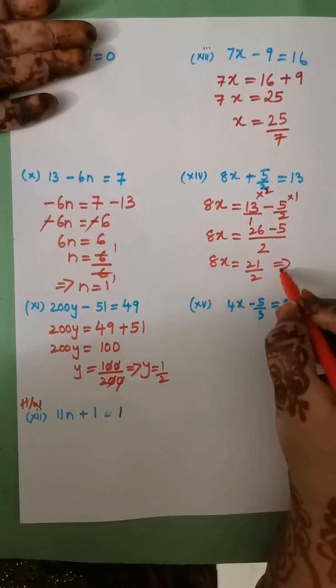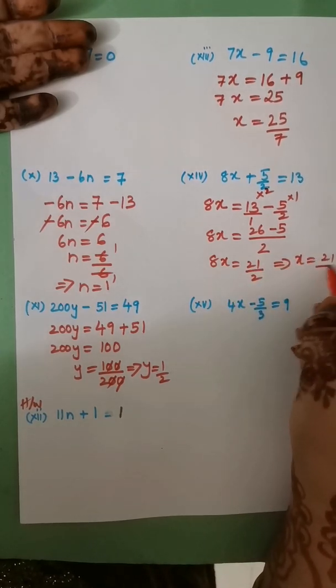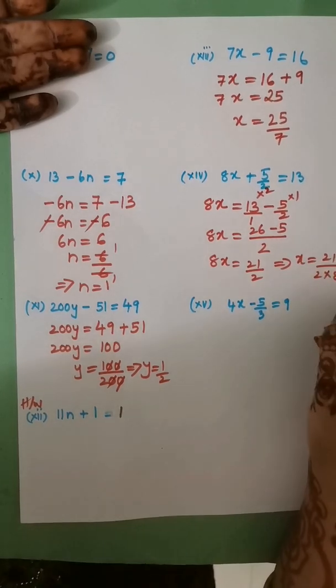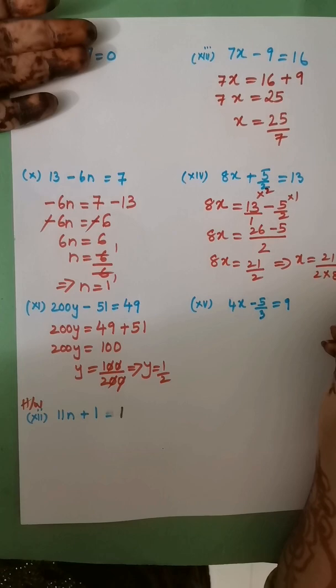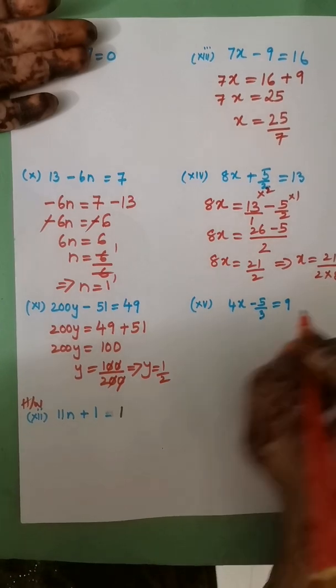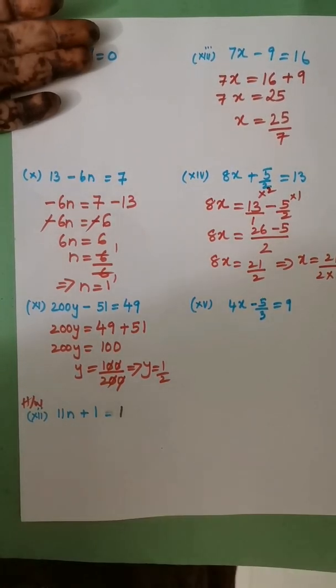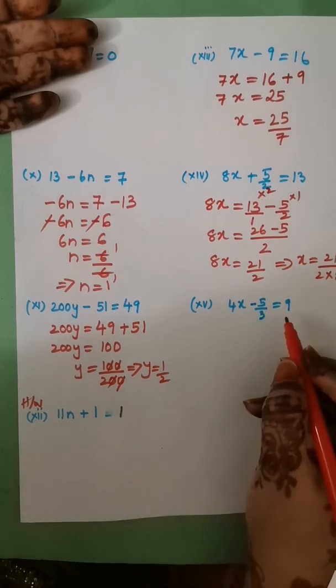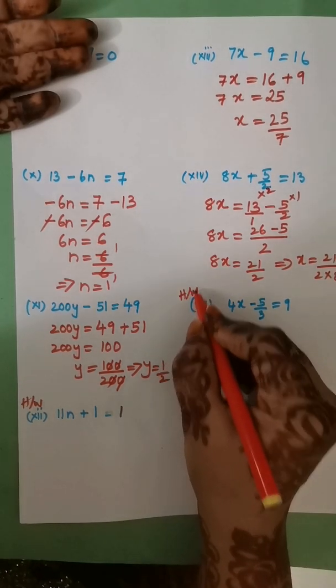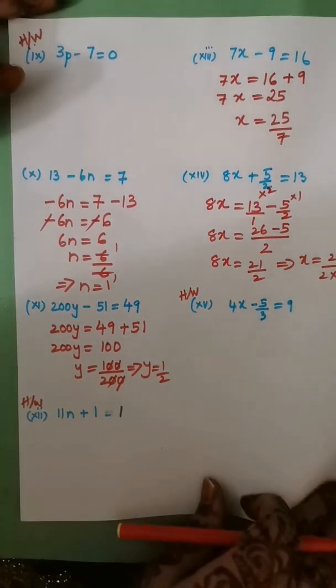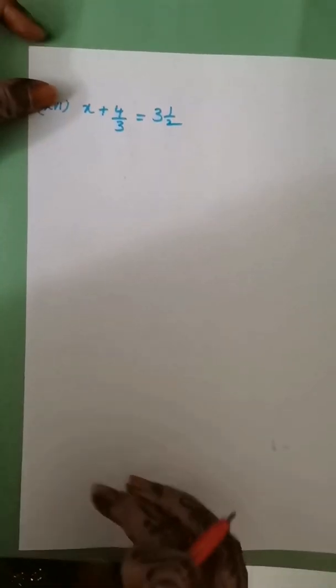Now make x alone. x is equal to 21 by 2, and 8 will come down here. Okay. So now 21 by 2 8s are 16. x is equal to 21 by 16 is the answer. Okay. Next is this sum, you can try out for homework. The last one I will do.